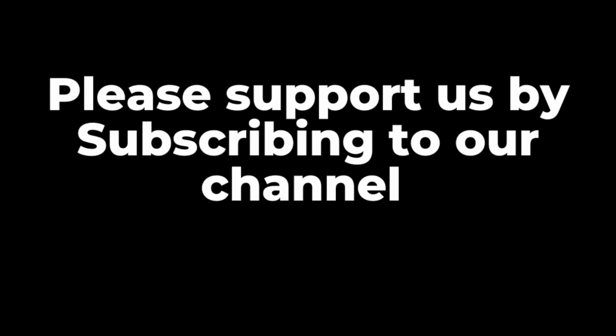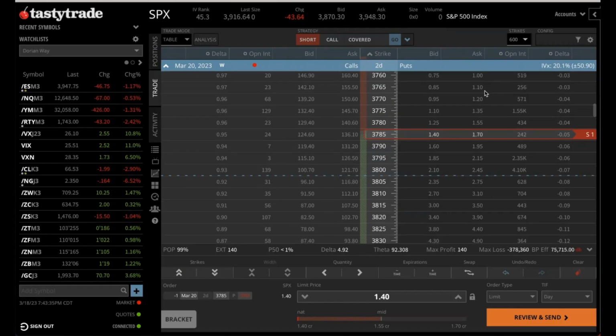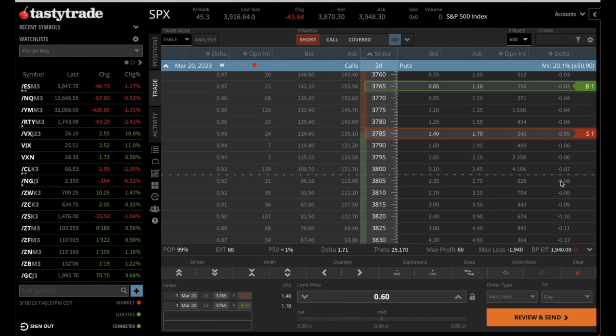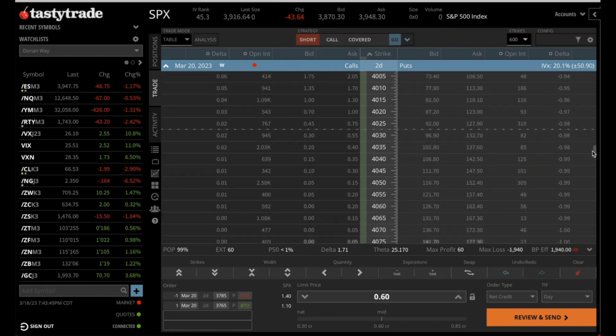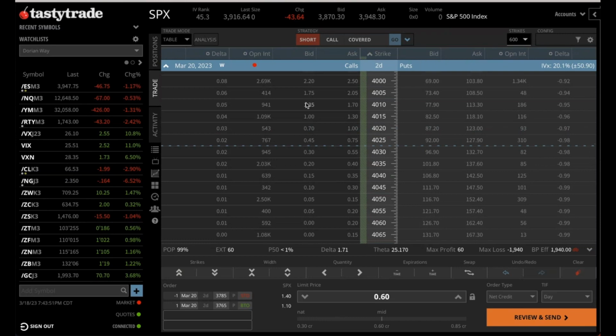So I'm setting this up initially with a 20-point wide spread. So this is the 37.85 here, and then the 37.65. So it's a 20-point wide spread. And then I'm going to go to the call side here, and I'm also going to choose a 5 delta and set it up as a 20-point wide spread. So that would be here.